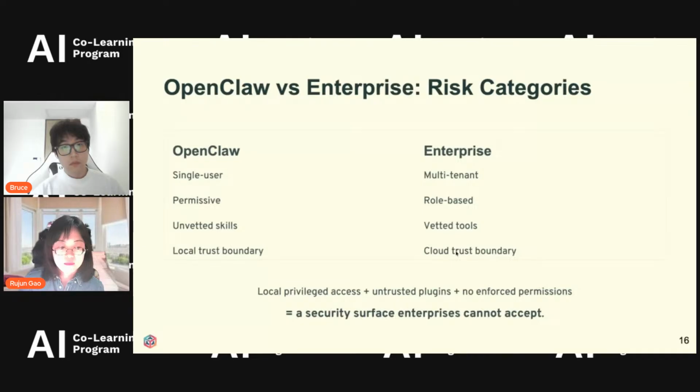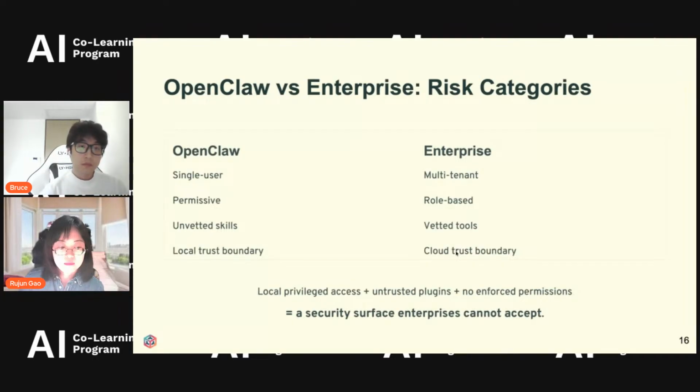And for enterprise, it's role-based. So you define this agent, every agent's scope, and what it can do, what it cannot do. It's very clearly defined. Similarly, the enterprise RAG has vetted tools. Every tool is clearly defined to handle some level of the task, very specific and defined in the system.